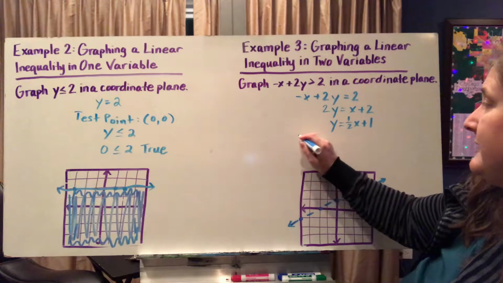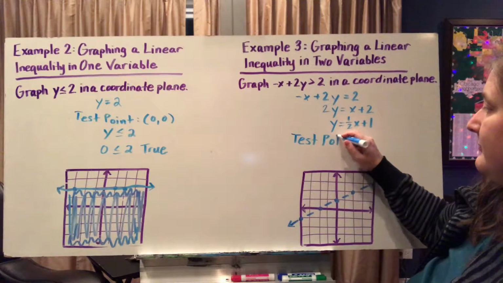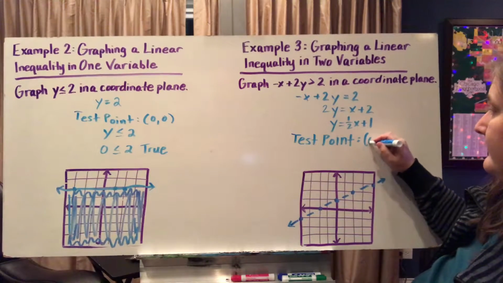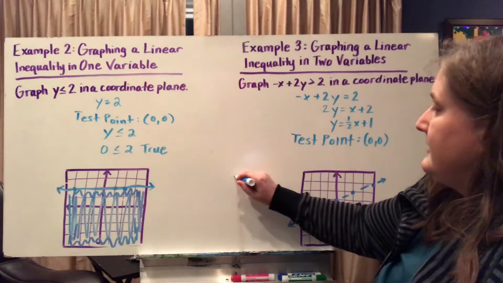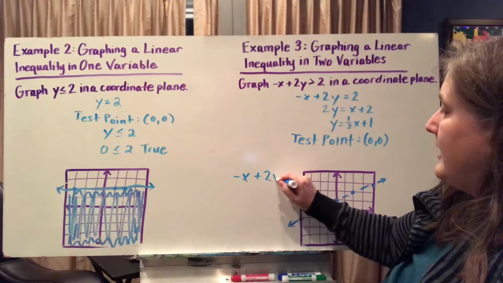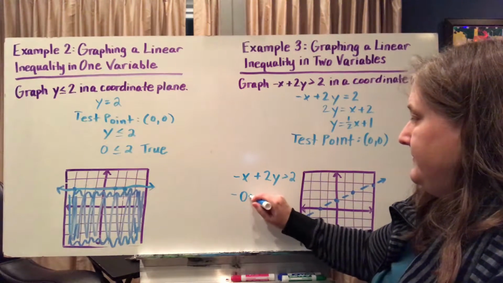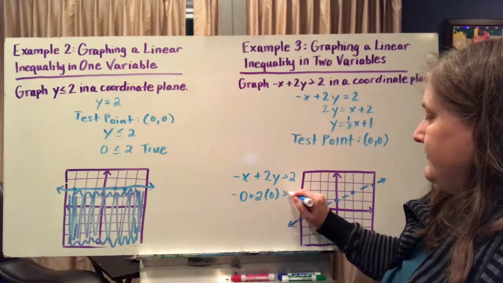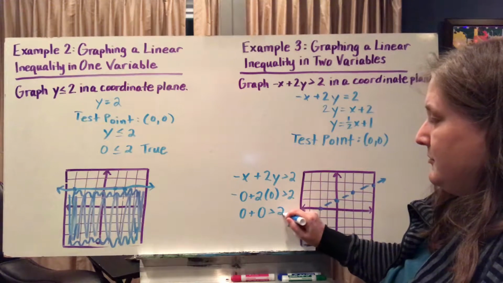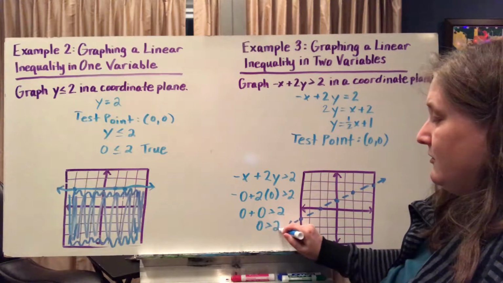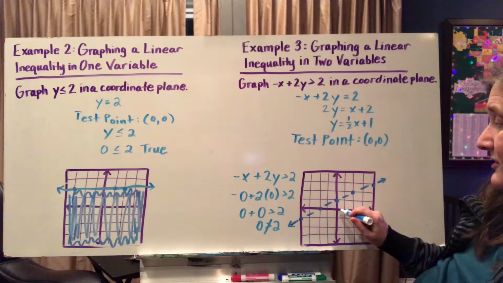Once again, I'm going to pick my favorite test point, 0, 0, because it is not on the line, so I can use it as my test point. So I'm going to go back to my original inequality here, which was -x plus 2y is greater than 2. And I'm going to plug in 0 for x and 0 for y. -0 might as well be 0. 2 times 0 is 0. 0 plus 0 is 0. And is 0 greater than 2? No.